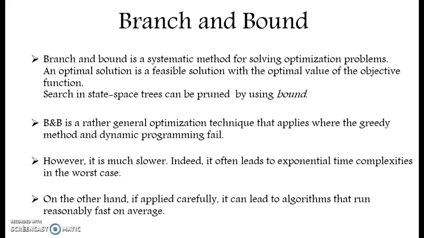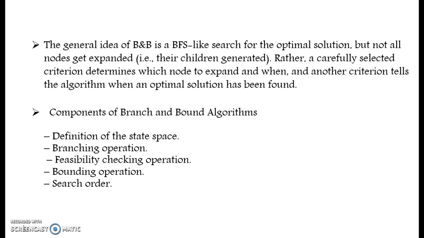On the other hand, if applied carefully, it can lead to algorithms that run reasonably fast on average. The idea of branch and bound is a BFS-like search for the optimal solution, but not all the nodes get expanded. Rather, a carefully selected criterion determines which node to expand and when. And another criterion tells the algorithm when an optimal solution has been found.